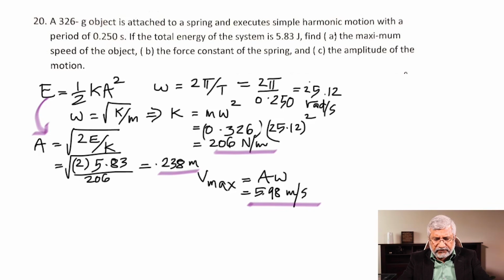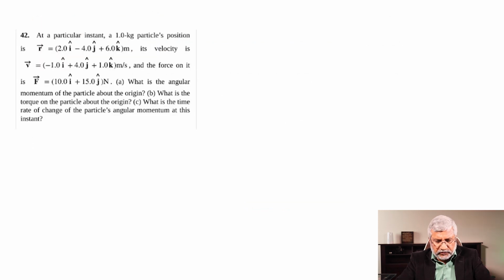So actually I found the answers to A, B and C. B is the force constant, C is the amplitude, everything done. So now we come to the last question in this review. Here you're given a 1 kilogram particle at an instant, its position vector is given, its velocity vector is given, and the force on it is given. And you've got to find the angular momentum.